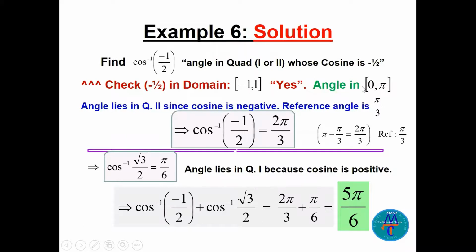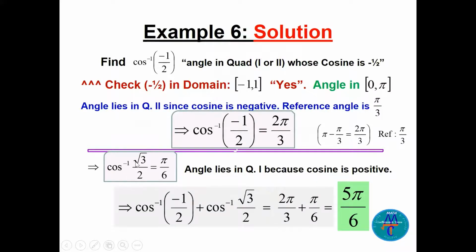We need angle between 0 and pi. Since x is negative, that means the angle is in quadrant 2. The reference is pi over 3 because of the half. So the angle is pi minus pi over 3, which is 2 pi over 3 here.